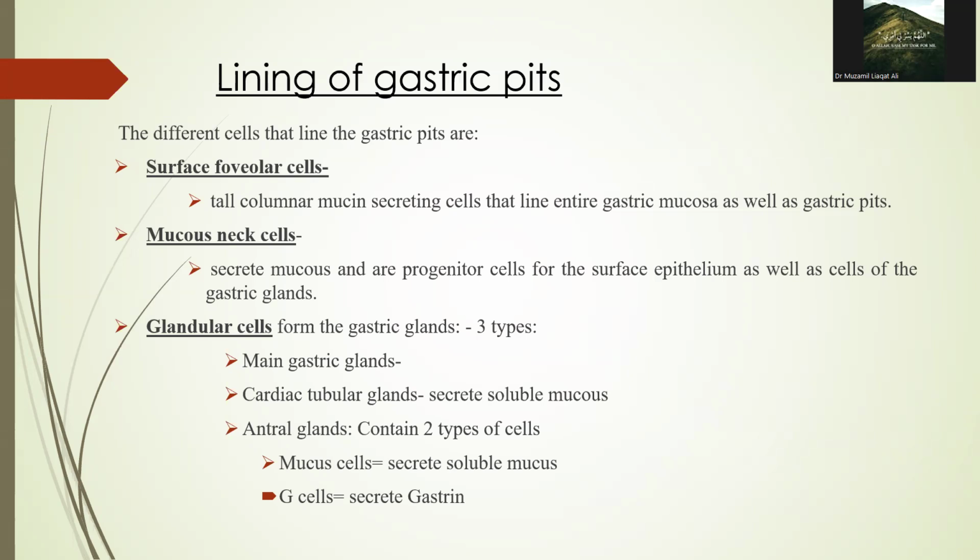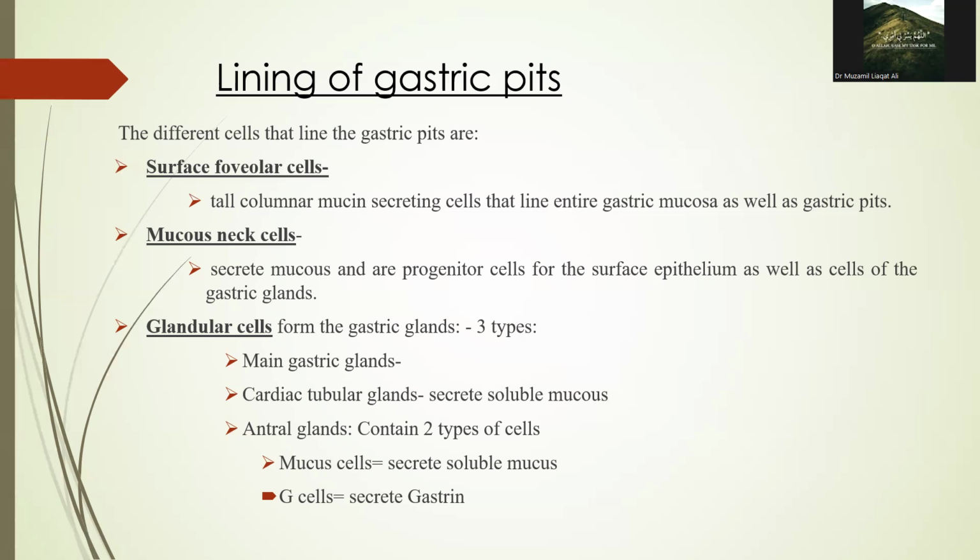Next is chief cells. They secrete pepsinogen. Pepsinogen is inactive. It needs HCl to become pepsin. Next is the parietal cells. Now focus here. This is the star of today's session. Parietal cells secrete hydrochloric acid, HCl, and intrinsic factor. And intrinsic factor is essential for vitamin B12 absorption. If the parietal cells are damaged, pernicious anemia would occur.